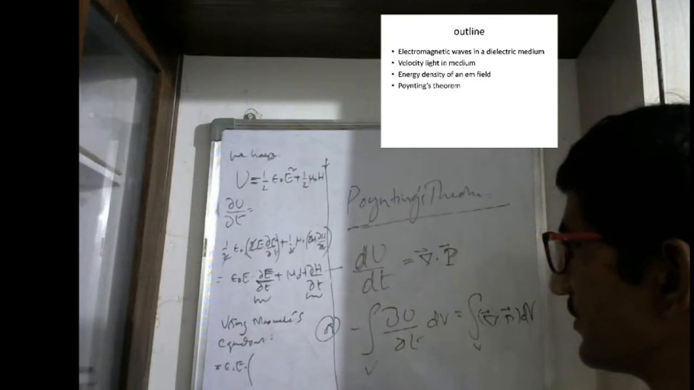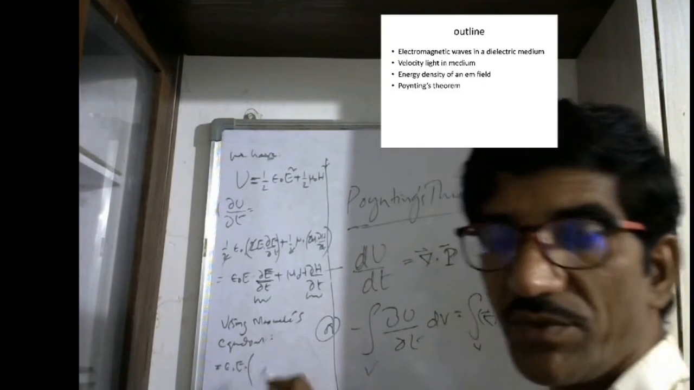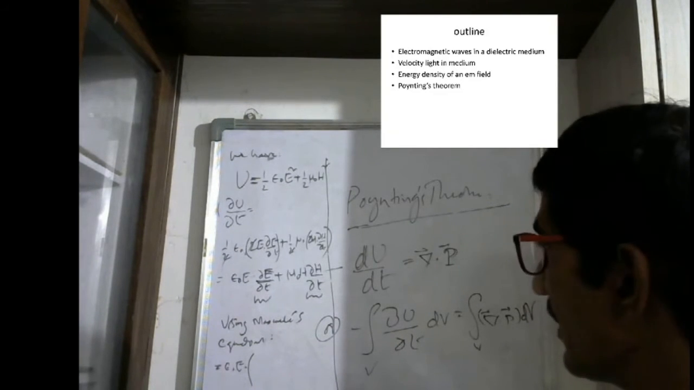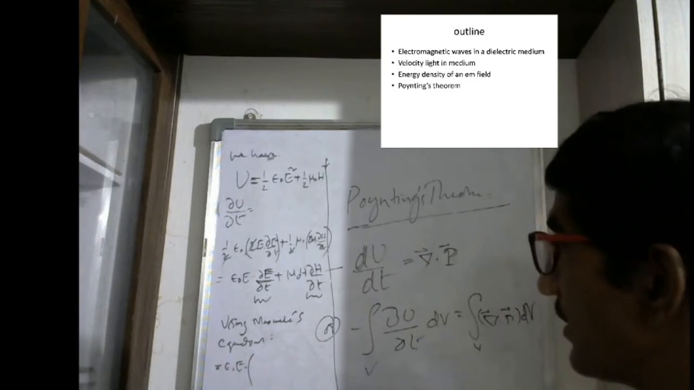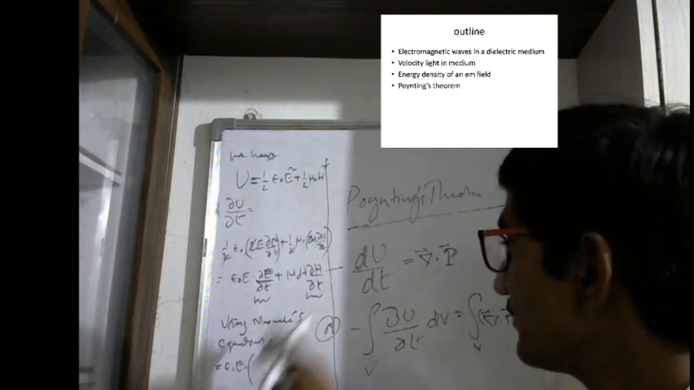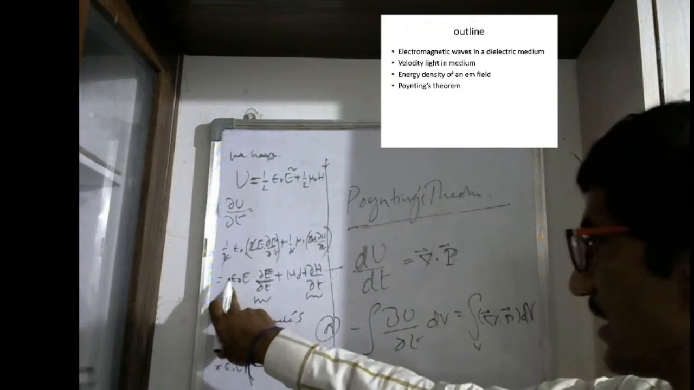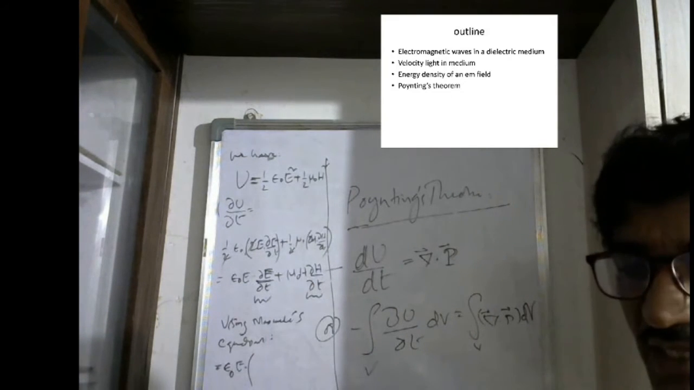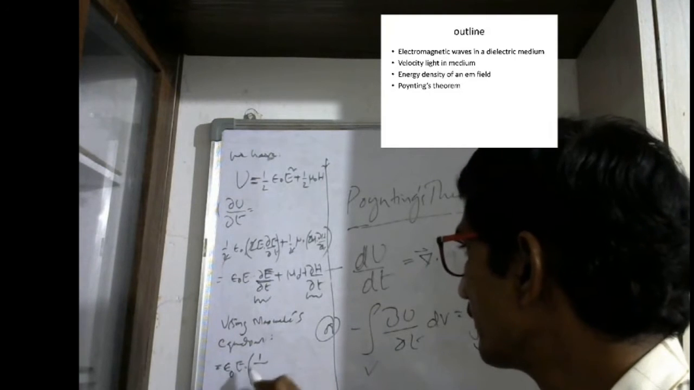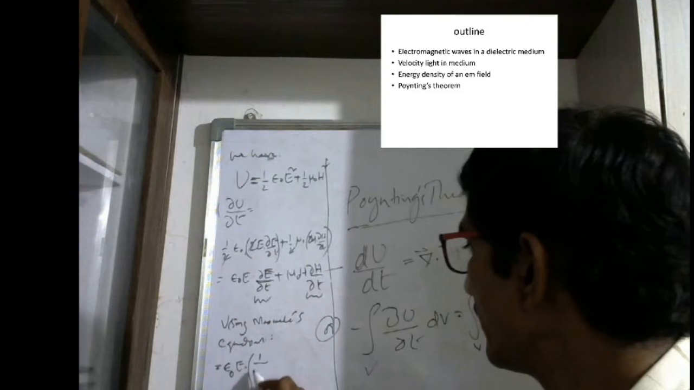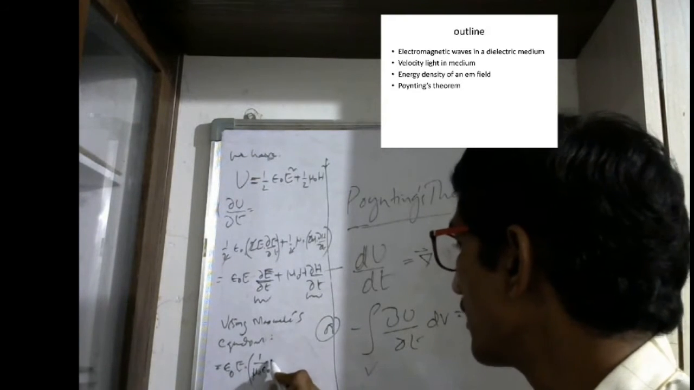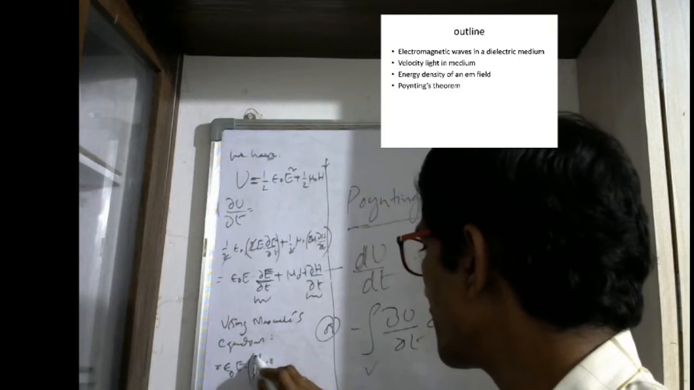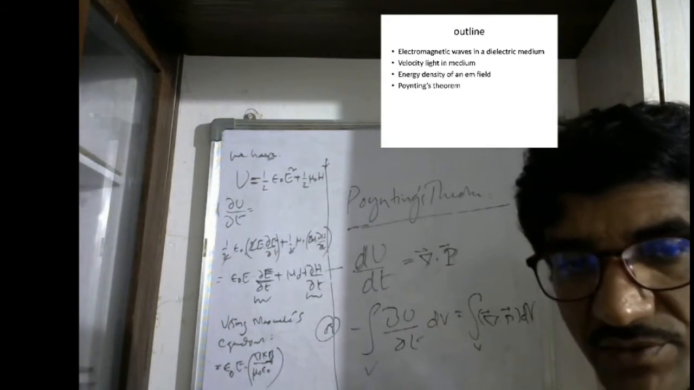Which Maxwell's equation do you have to consider? Using Maxwell's equations here, what is dou E by dou t? That is 1 by mu naught epsilon naught into del cross B, using the last Maxwell's equation.